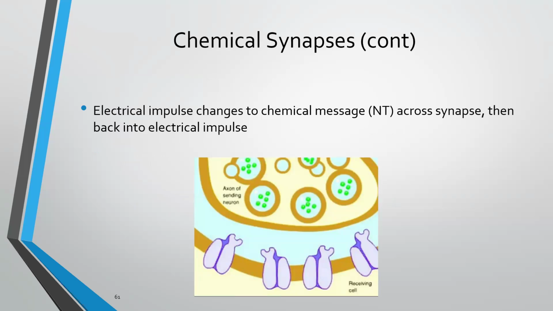So here you have electrical impulse changes to chemical messages across the synapse, then back into an electrical process, right? So you have these neurotransmitters here. They're released into the synaptic cleft. These chemicals then attach here to the receptors, and then that allows ions in to start that electrical impulse again.